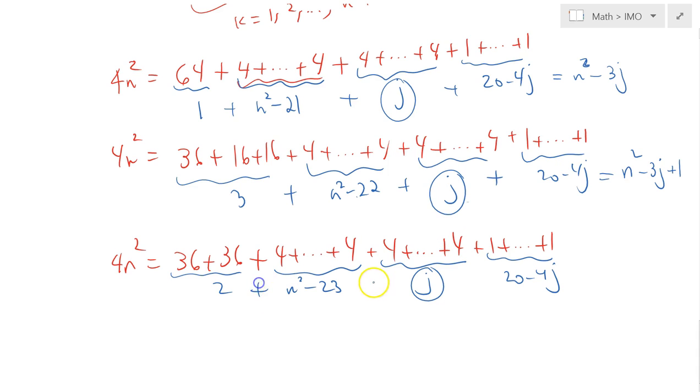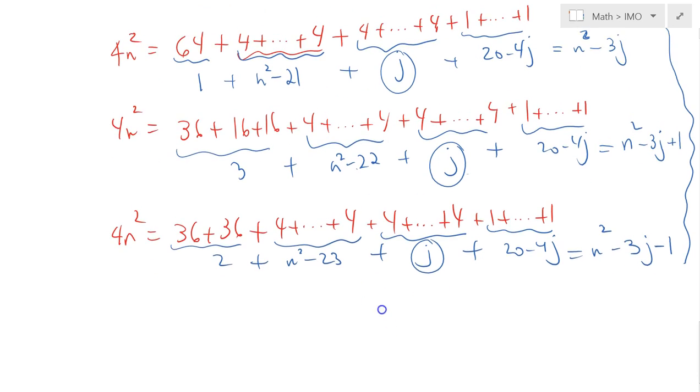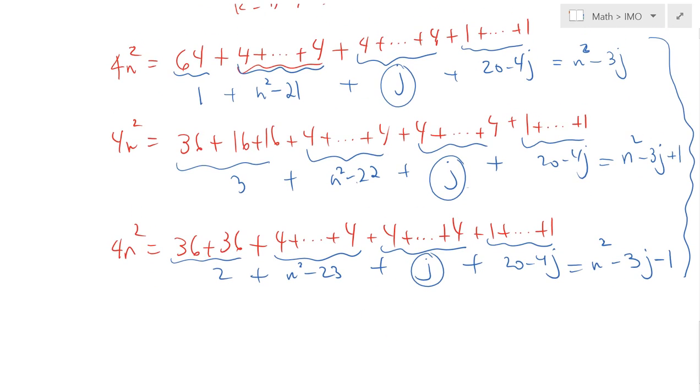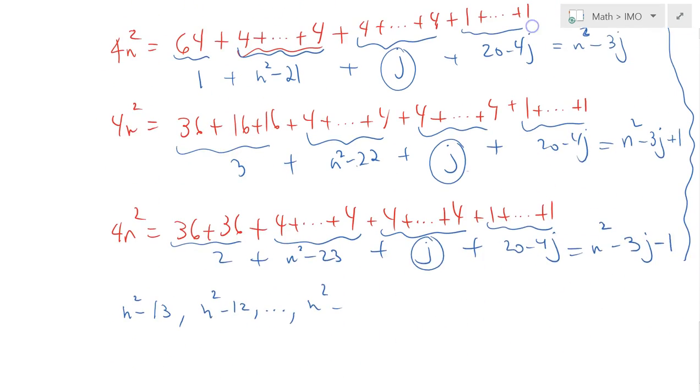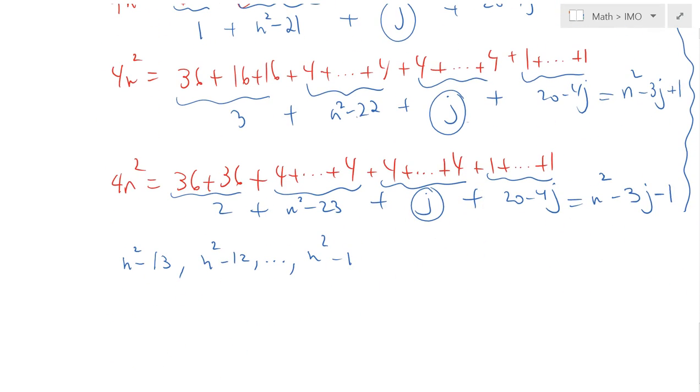Why is that? Because when I add these, I'll have again n squared, and then minus 23 minus 3 plus 2 minus 1, and then there's still a minus 3j. Minus 3j minus 1. But do you see what happened? Remember that the missing piece was n squared minus 13, n squared minus 12, all the way up to n squared minus 1. So these are the missing guys.